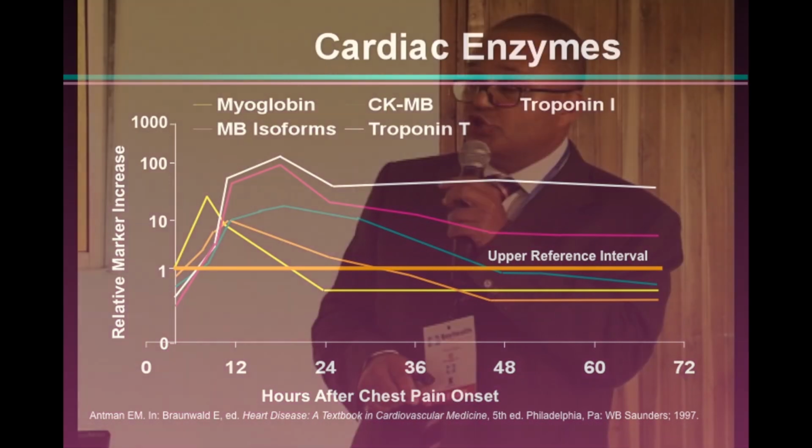So if the person comes in and says, doc, 3 days ago I had severe chest pain, it's gone now, you can still do a troponin. If troponin is negative, you know they did not have an infarct 3 days ago. Doesn't mean it's not cardiac, but you know they did not have an infarct at that time.